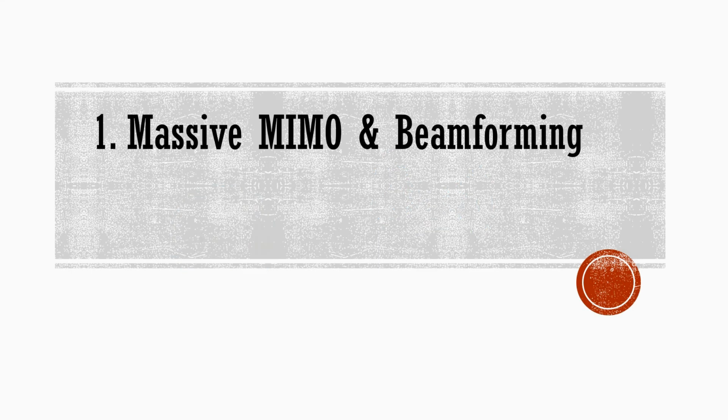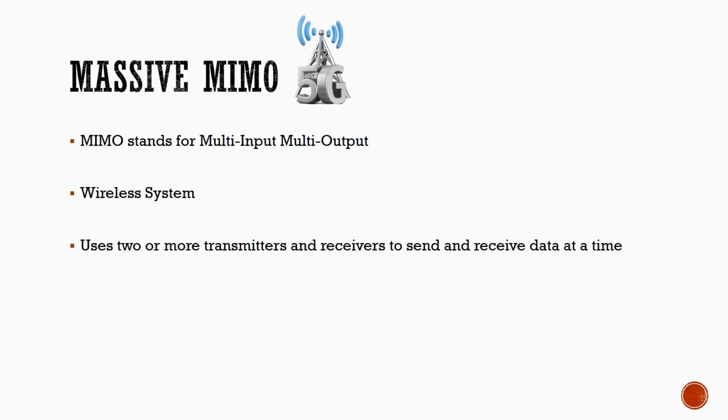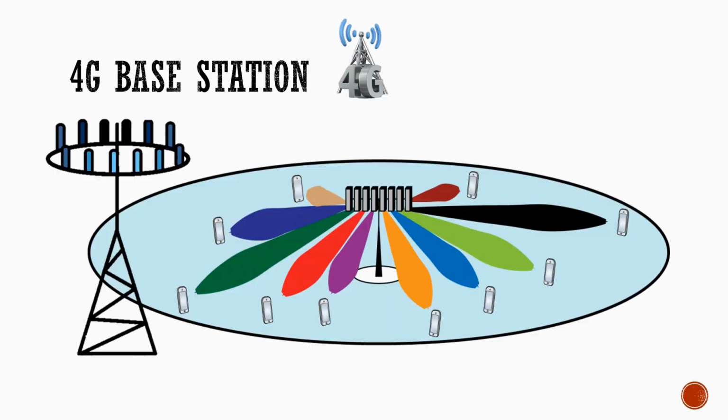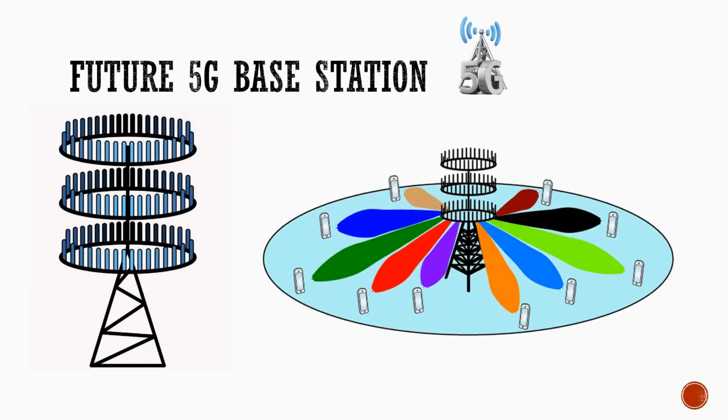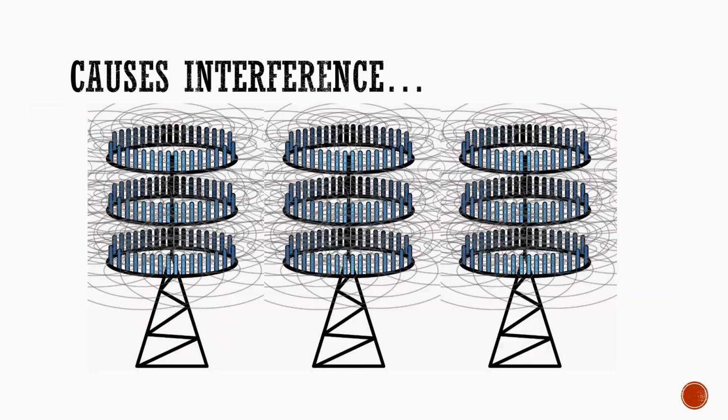For the first technology, massive MIMO and beamforming. MIMO, which stands for multi-input, multi-output, describes wireless systems that use two or more transmitters and receivers to send and receive more data at once. Today's 4G base stations have only 12 ports for antennas to handle all cellular traffic. But for the future 5G base station, we maximize the MIMO by fitting many more antennas on a single array. By doing so, we can implement 100 ports to the 5G base station. This can enable a base station to send and receive signals from many users at once.